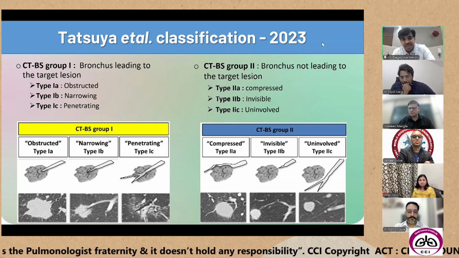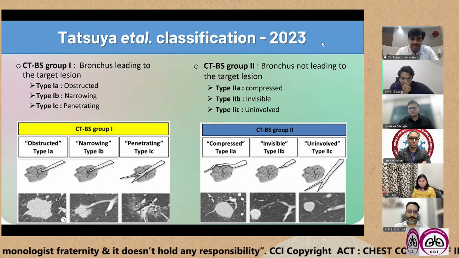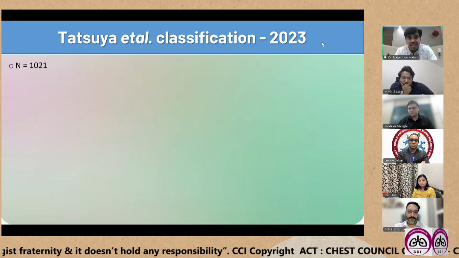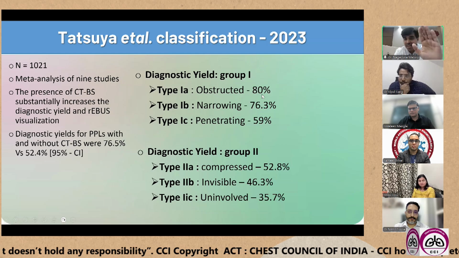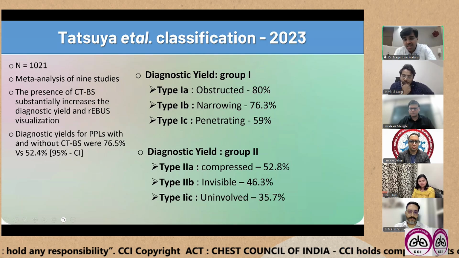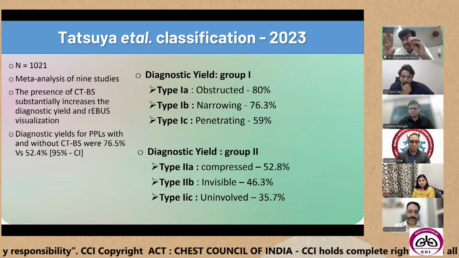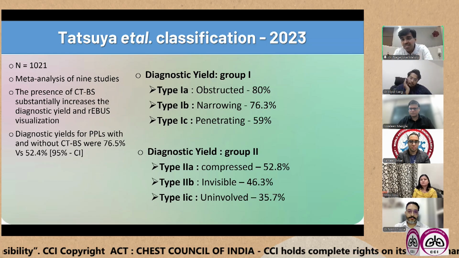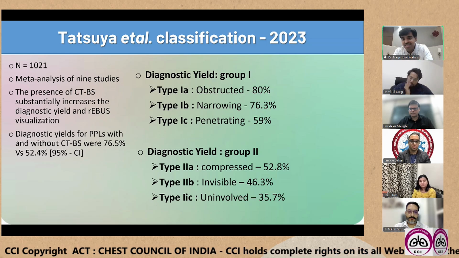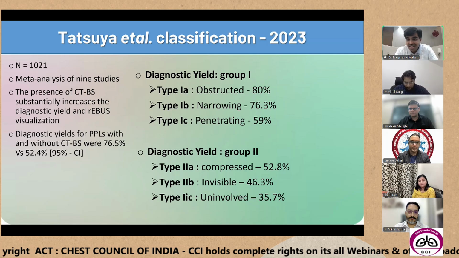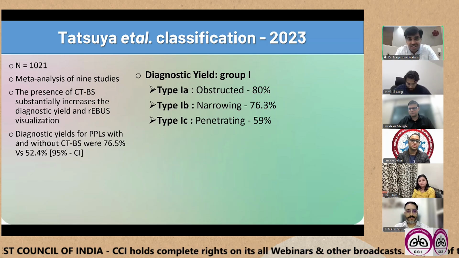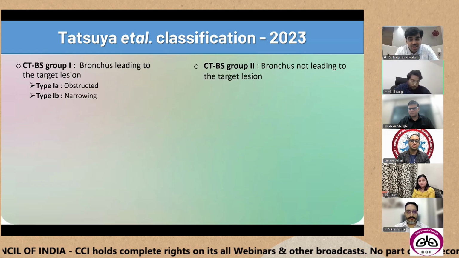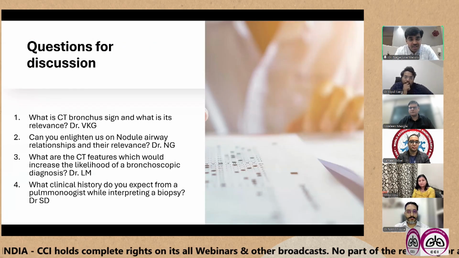So from the left to the right, the diagnostic yield steeply comes down. If you have a direct airway, you will get a diagnosis in 80 to 90%. Type 2C means there is no airway going to the nodule, so bronchoscopy is best not attempted there. So this is what I wanted to say, that how to choose a patient for bronchoscopy depends upon the nodule-airway relationship. Now coming to the practical question, Dr. Loveleen.